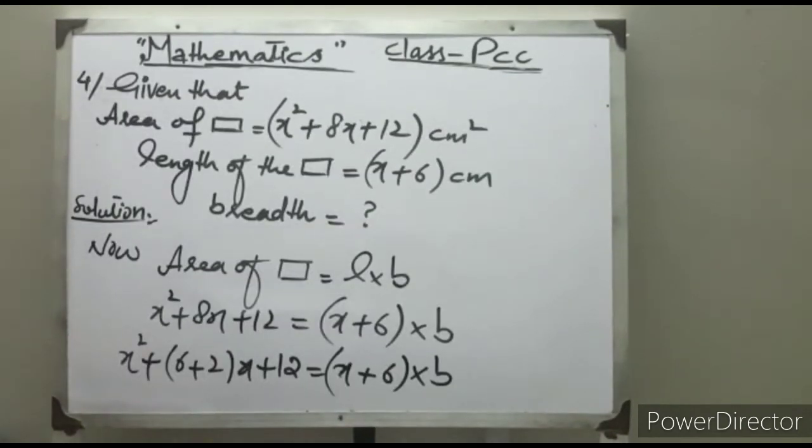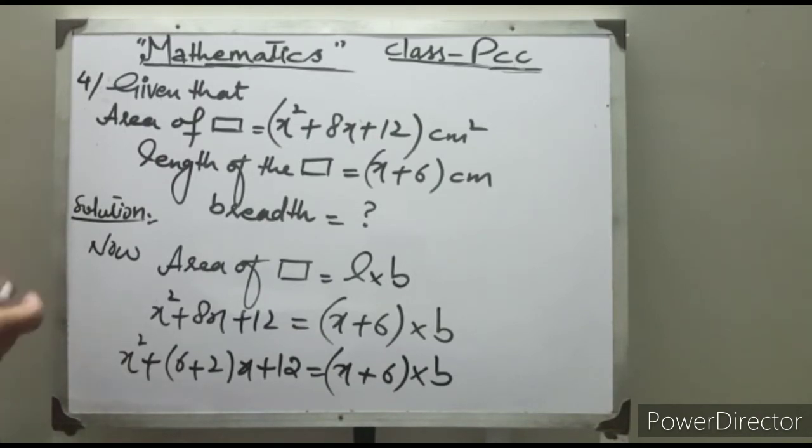Now students, see question number 4. This is the most important question of this exercise. In this question, given that area of the triangle is x square plus 8x plus 12 centimeter square. The unit of area is centimeter square. Length of the rectangle is x plus 6 centimeter. Breadth we have to find.